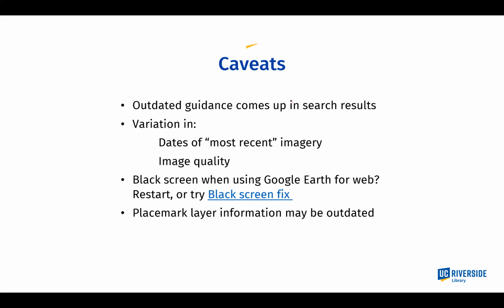So again, guidance or things I've noticed that you might want to know as well. When you're looking for help regarding Google Earth products, a lot of times there's outdated guidance that comes up in the search results. So if there's a way that you can check the date on what comes up, that might be helpful. Sometimes I'm not really trusting things from 2012, for instance, when I do these kind of searches.